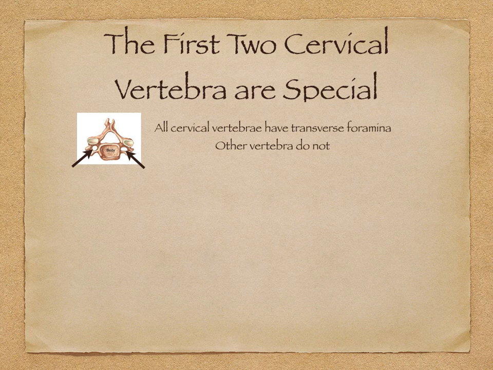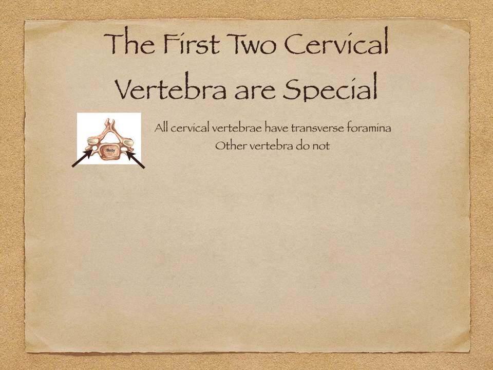If it's not a cervical vertebra, it does not. So thoracic and lumbar do not have these. If I were to show you a vertebra and ask you which type it is, cervical, thoracic, or lumbar, you should be able to tell me a cervical one by seeing those transverse foramina. Now, as I said before, the very first two vertebrae in the cervical area are special vertebra.